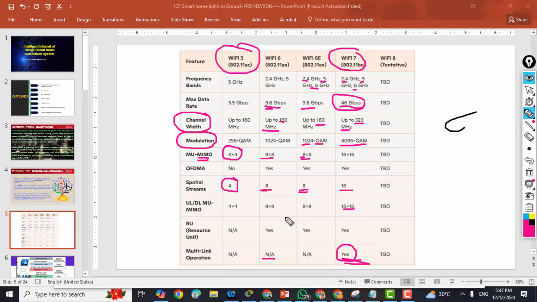What does multi-link operation mean? It means this technology can work with all 3 bands together, 2.4, 5, and 6 gigahertz, all at the same time. These are the latest standards of 5G. This was the infrastructure of wireless, very briefly covering the speed, the standards, the modulation, the rate of speed, the frequency bands, and the number of spatial streams.